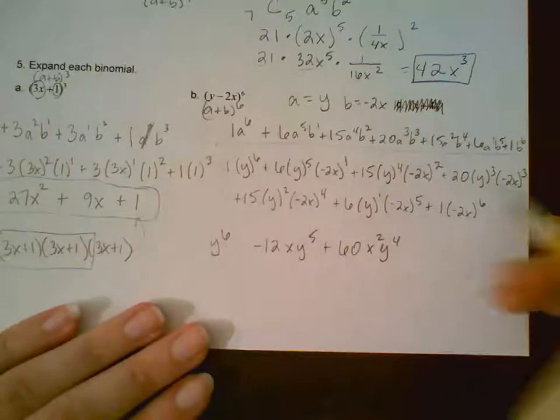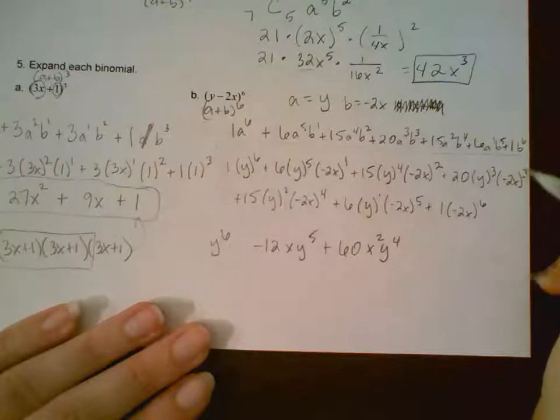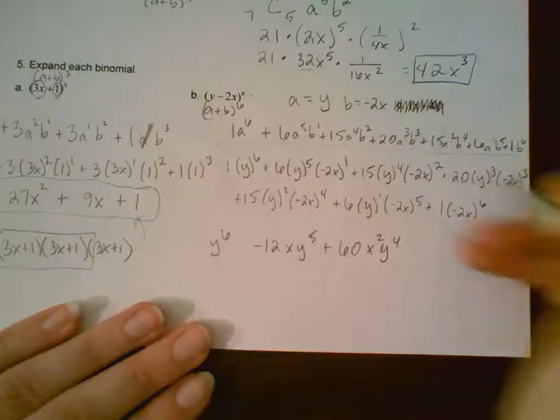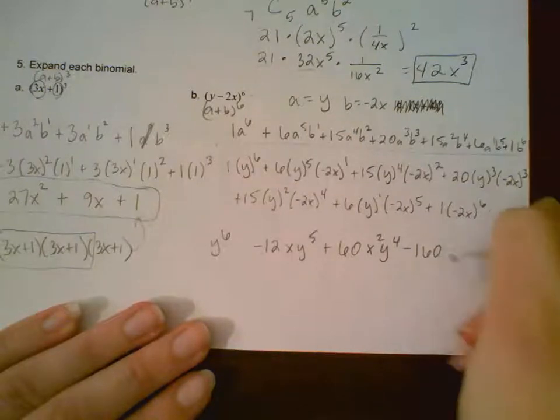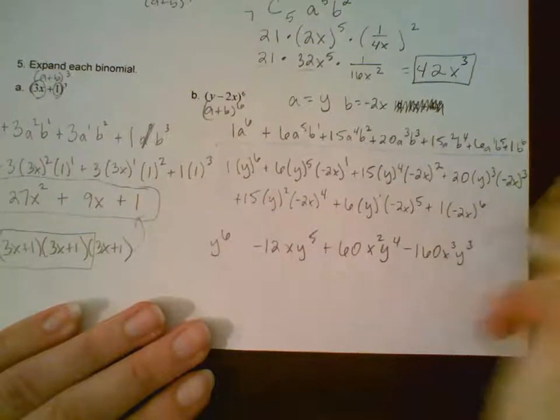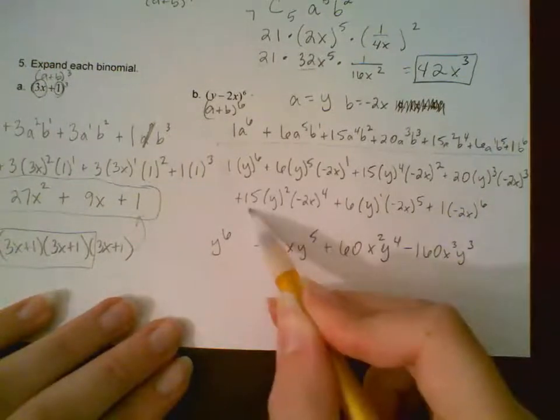This one over here, y to the third is y to the third. Negative 2x cubed, I have to do negative 2 cubed, which actually makes negative 8. So negative 8 times 20, that's negative 160. And our variables are going to be x to the third and y to the third. So that gets me through this row, simplifying it. Jumping down here, simplifying this part.